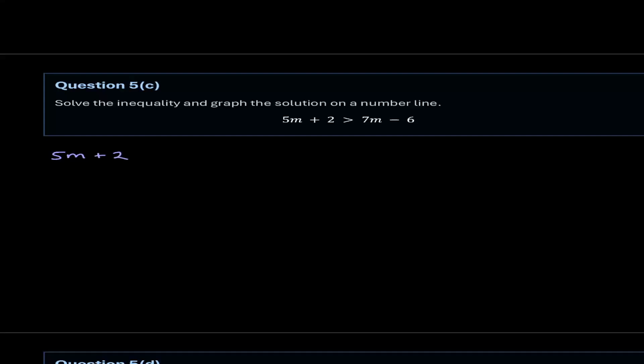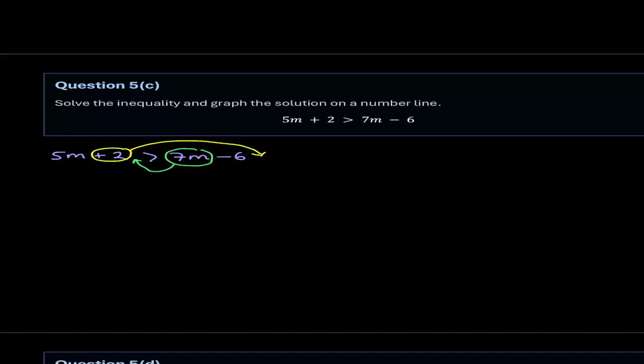5m + 2 > 7m - 6. So what we're going to do is bring all my pronumerals to one side. This 7m I'm going to bring to this side, and this 2, all my numbers, I'm going to bring to the other side. Whenever you move anything across the equal sign or the inequality, it becomes the opposite.